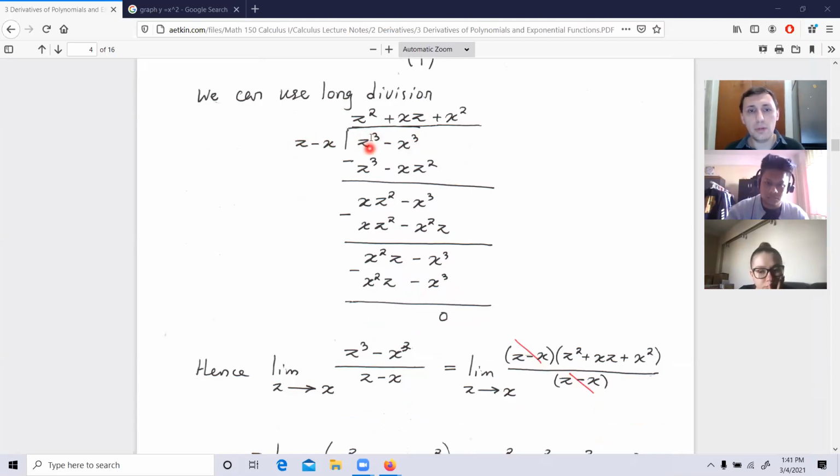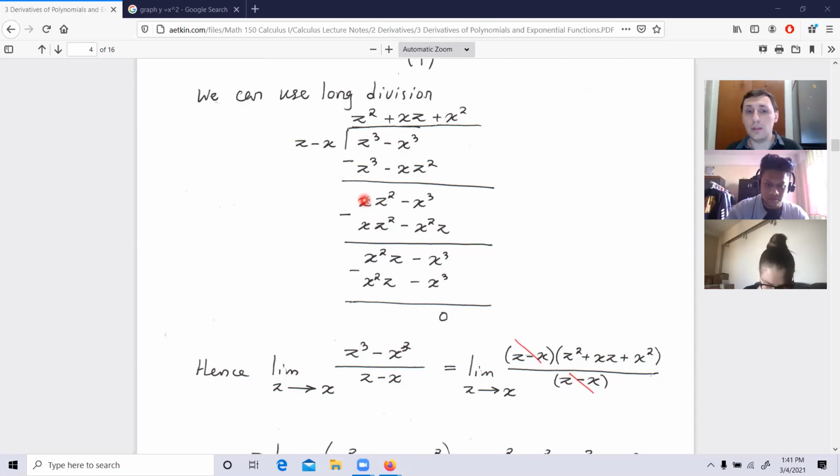So how do I obtain z cubed? By what do I multiply z minus x? Obviously by z squared. Now multiply z squared through. It's z cubed minus xz squared. Subtract. What are you left with? You're left with xz squared minus x cubed.